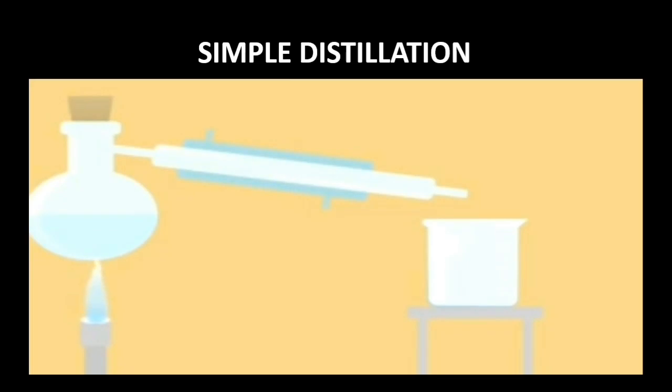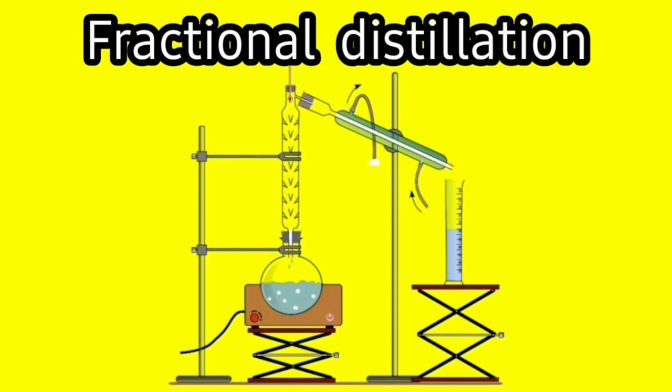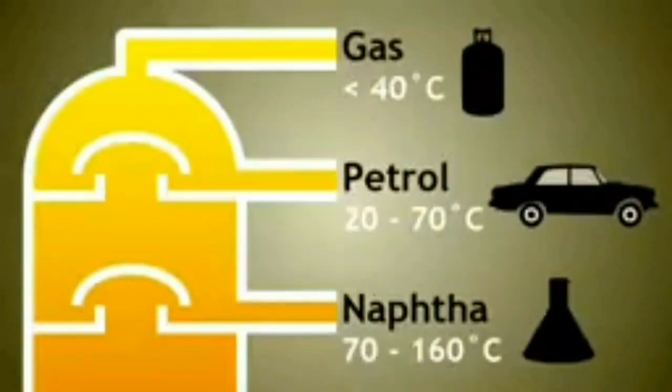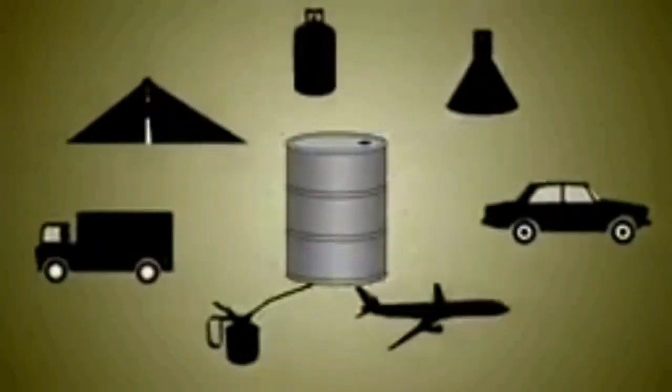In this method, a solution is heated in order to vaporize the liquid. The vapors of the liquid, on cooling, condense into pure liquid. For example, seawater in many countries is converted into drinking water by this method. In this distillation method, fractionating columns are used. In order to separate different byproducts of petroleum, fractional distillation is used.